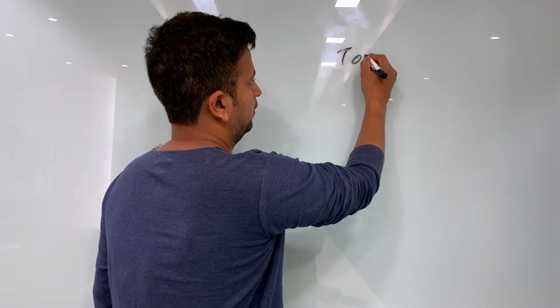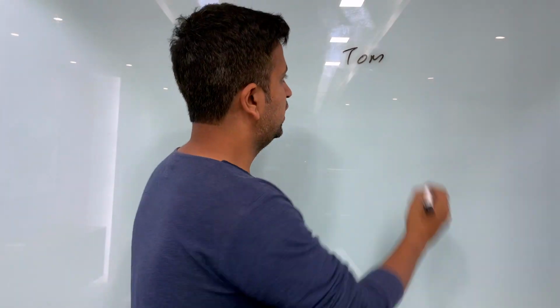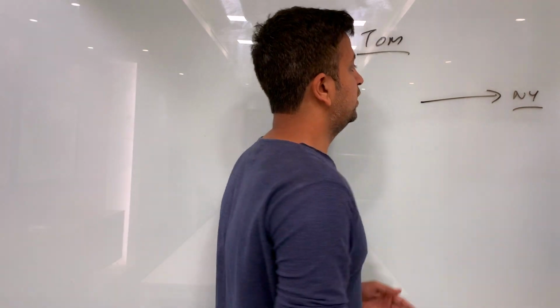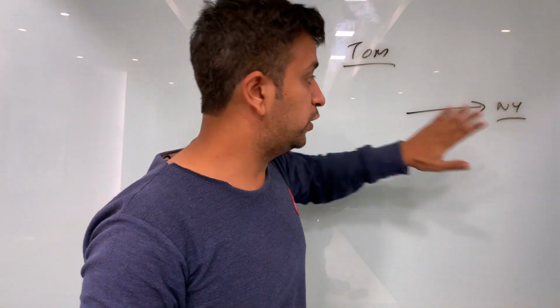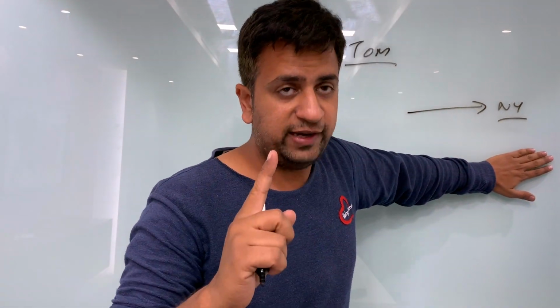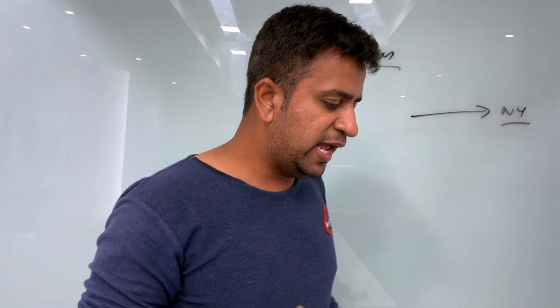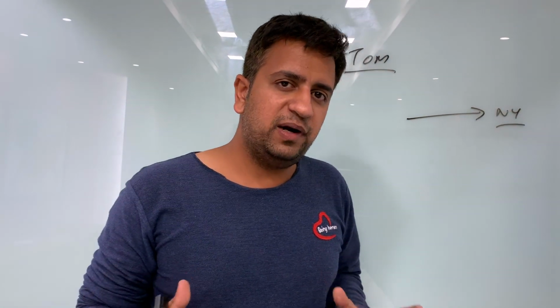So let us assume we are building an airport called Tom Airport. In this airport, passengers can travel to only one destination. Passengers are traveling from Tom Airport to New York. There is only one destination, but multiple flights. Now, how do we build this airport?